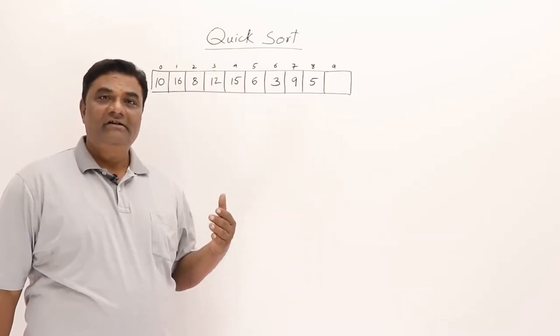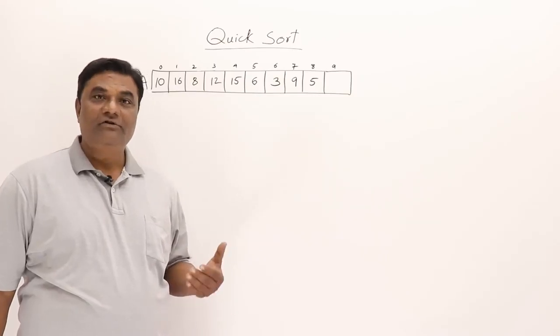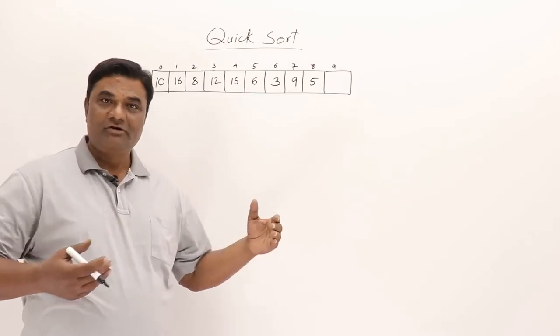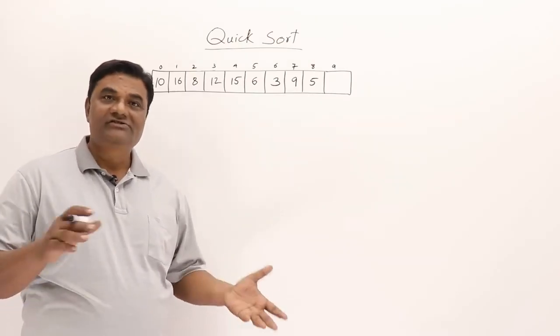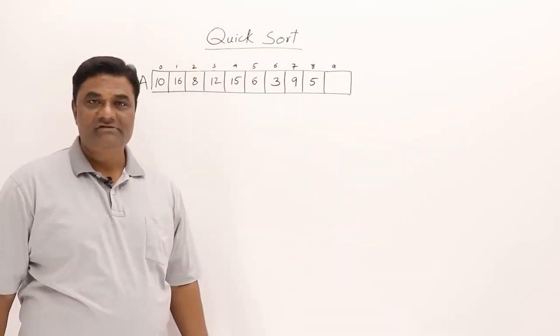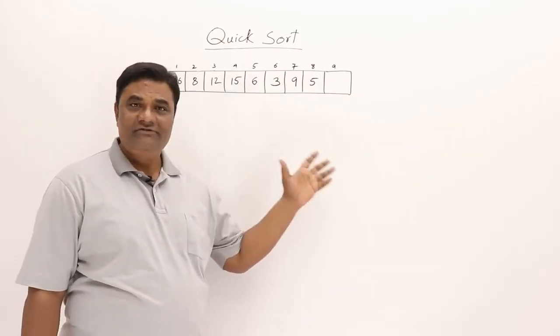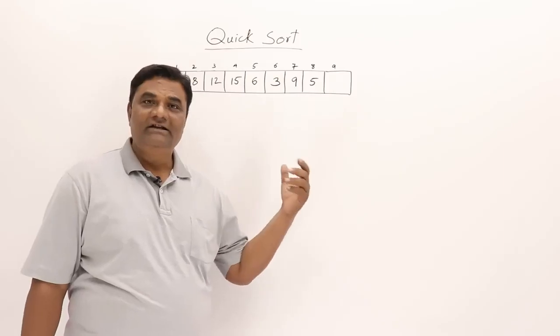QuickSort is a divide and conquer algorithm. It follows the divide and conquer strategy. So it means it will split the problem into subproblems and solve those subproblems. So let us see how it works. I'll make the initial setup first of all, then I'll show you the working.